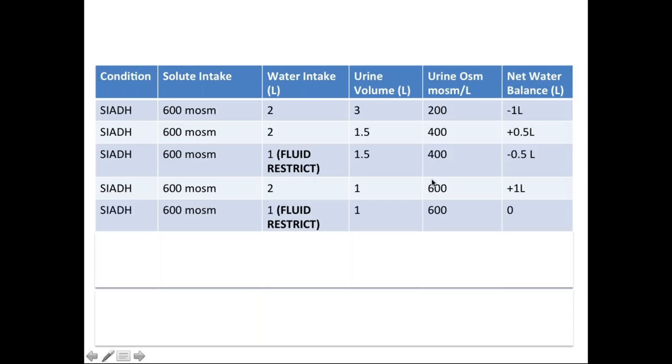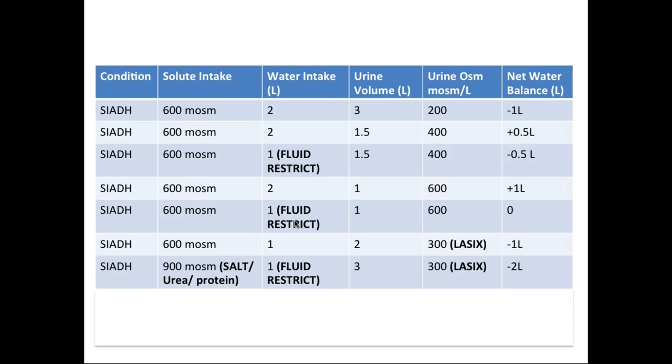In comparison, if you have SIADH with a urine osm that's around 600, even if you restrict them to 1 liter, they will put out 1 liter of output with a 600 osm intake. And so they will maintain their sodium at 1 liter fluid restriction, but they will not be able to correct the hyponatremia that they've already developed.